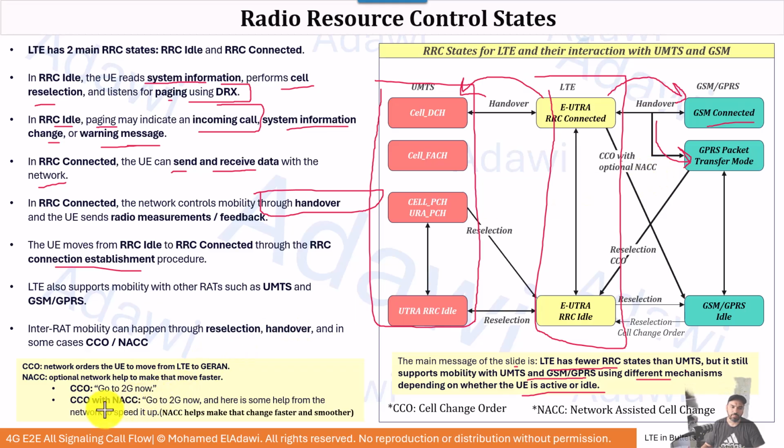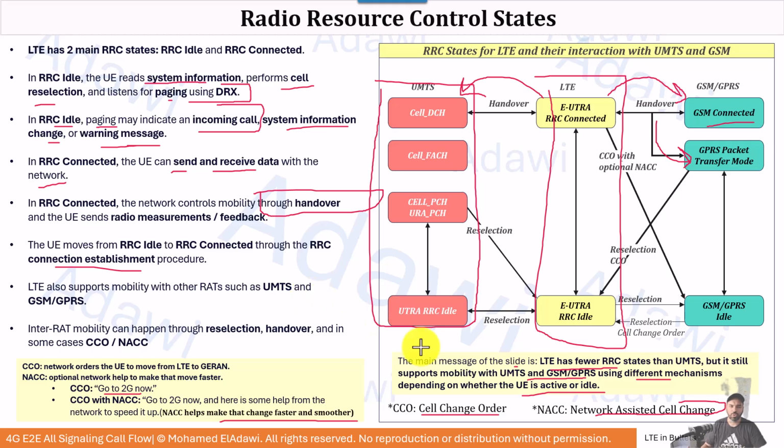This is just something controlling when and how the user will be moving from 4G to 2G. For example, CCO means go to 2G now, and this is just meaning cell change order. While the NACC, this is kind of a methodology which is being used by the network to assist the cell change, and this is just used to help or make the change faster and smoother from 4G towards the 2G.